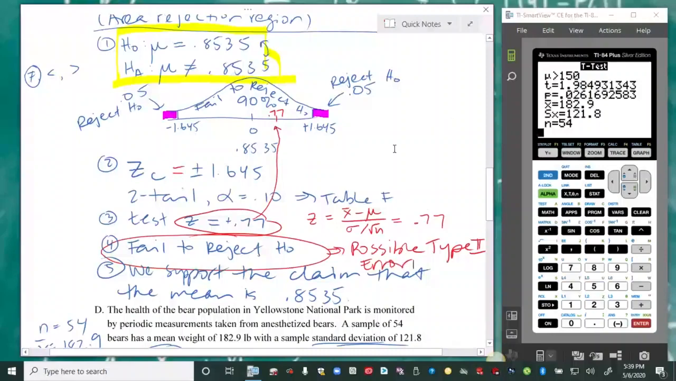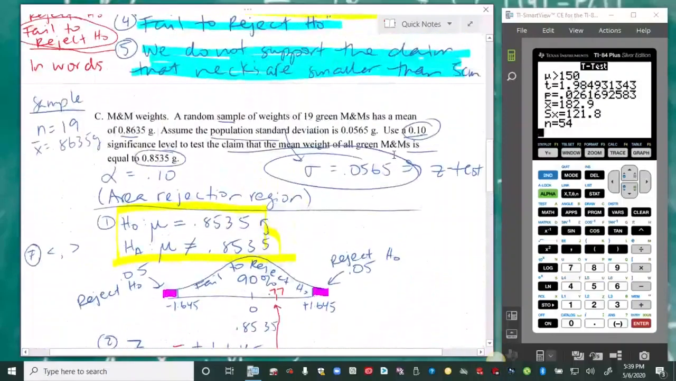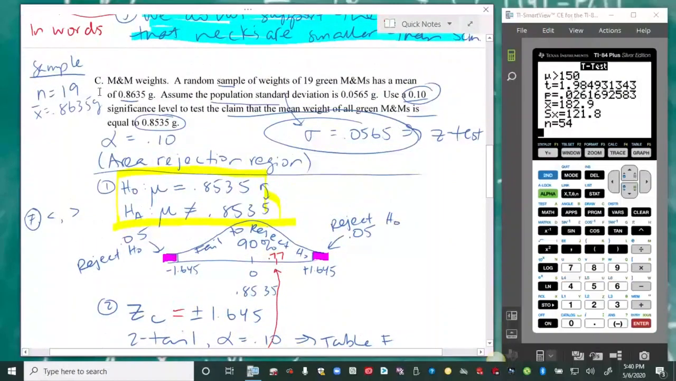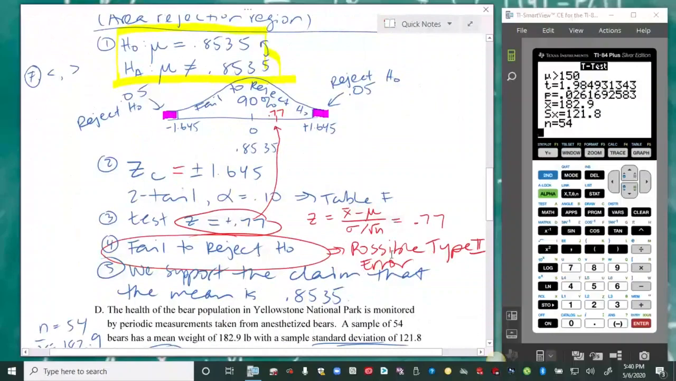Okay, what was this one? These were the M&Ms, weren't they? So we failed to reject, but we only took 19 M&Ms. M&Ms are not hard to weigh, right? So they could have been cracked, or they could have had a little more chocolate in them or something, right? That's a really small sample size. So I would say for this one, a possible type 2 error due to a small sample size.